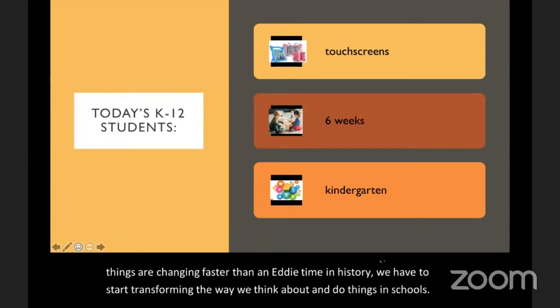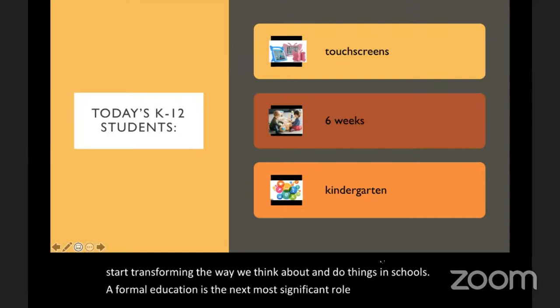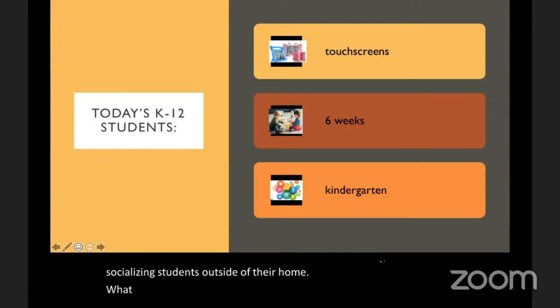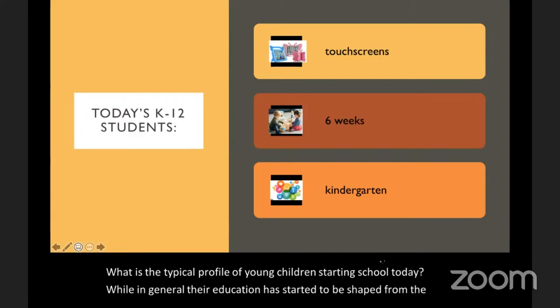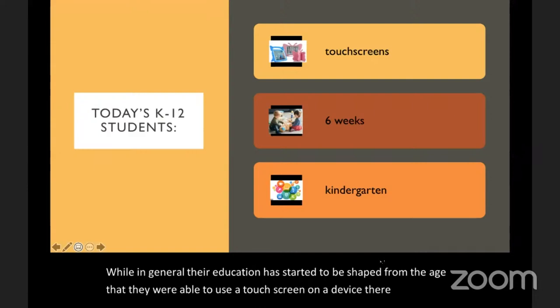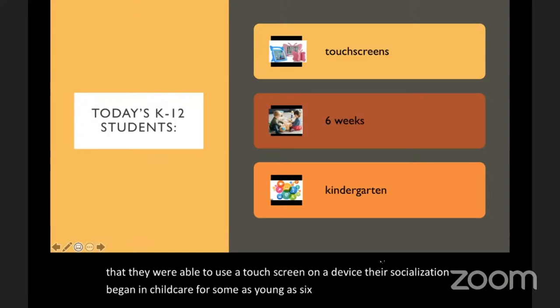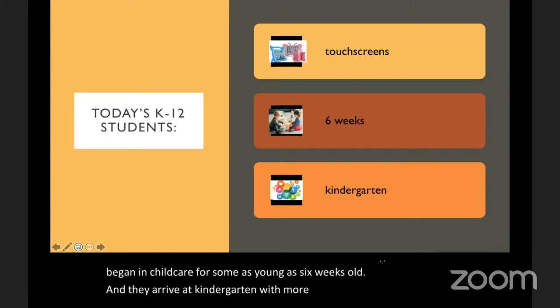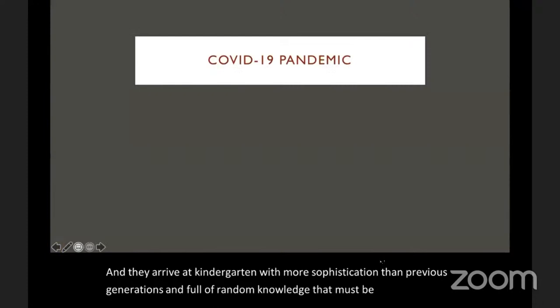A formal education is the next most significant role of educating and socializing students outside of their home. What is the typical profile of young children starting school today? Well, in general, their education has started to be shaped from the age that they were able to use a touchscreen on a device. Their socialization began in childcare, for some as young as 6 weeks old, and they arrive at kindergarten with more sophistication than previous generations and full of random knowledge that must be fostered or remediated.